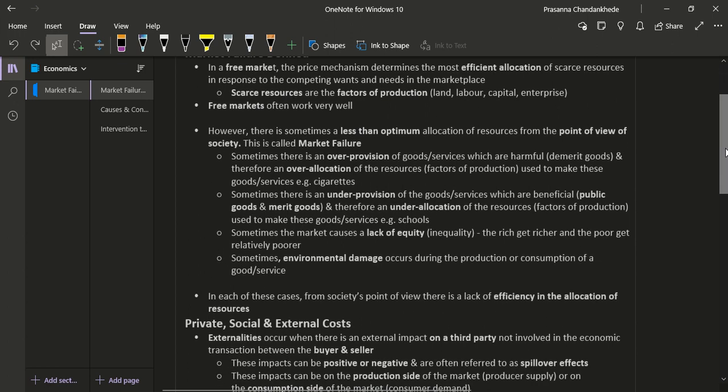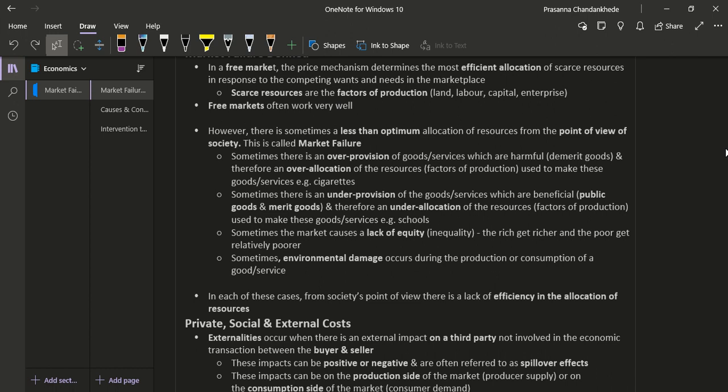Sometimes there is an overprovision of goods or services which are harmful. These are called demerit goods, and therefore an overallocation of the resources used to make these goods or services. Example, cigarettes. Sometimes there's under-provision of the goods or services which are beneficial, public goods and merit goods, and therefore an under-allocation of these resources used to make these goods or services.